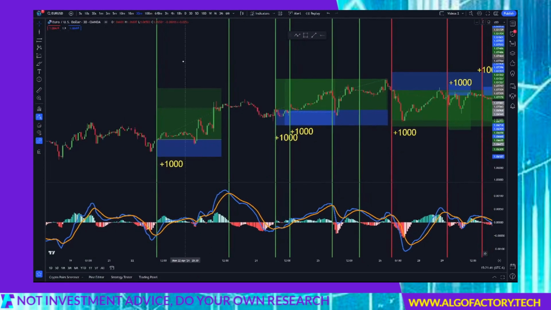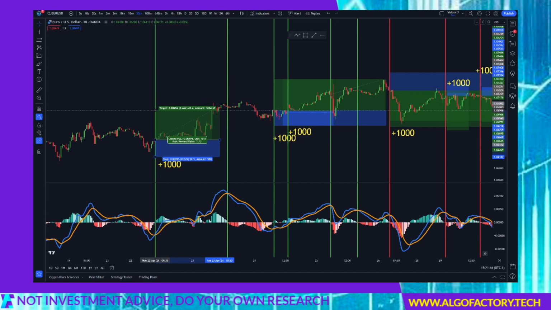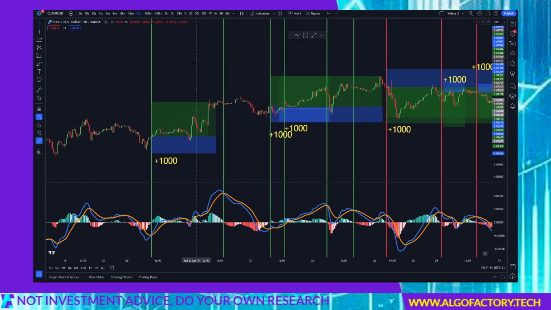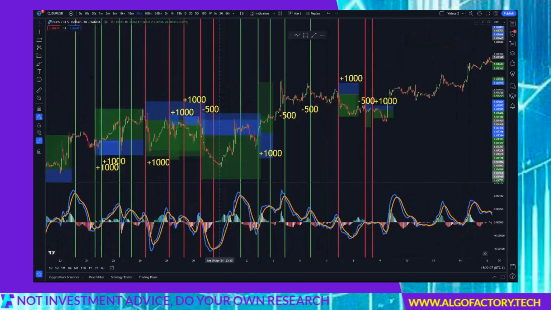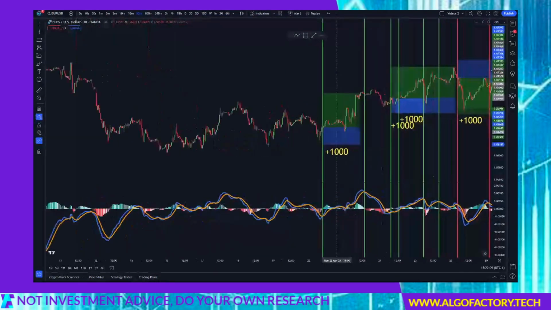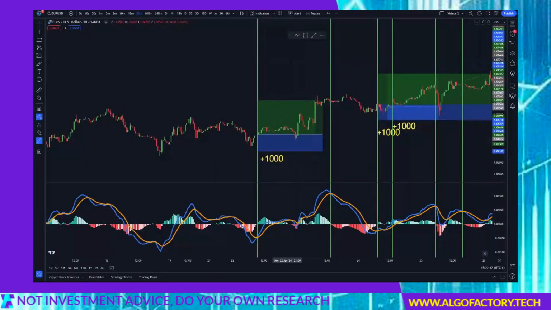Now, I did keep the profit taking very simple, 2-to-1 on every one of these trades. There are other methods of taking profit and setting stop losses that can augment this and take it way past $8,500. And I do teach that over at algofactory.tech as well. But given that this is a trade that on the 30-minute chart found around 15 or 20 trades in a month, that's pretty excellent for just using MACD and then a filter on top of it.